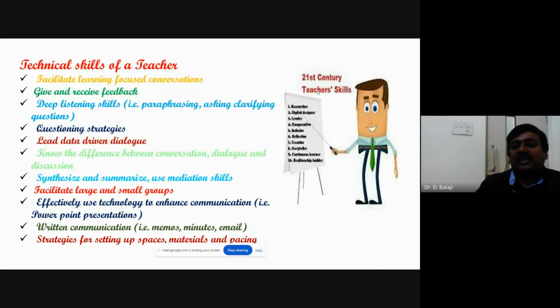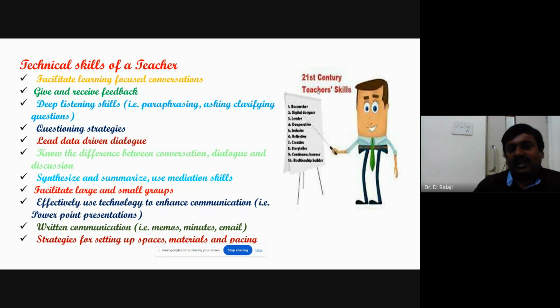Effectively use technology to enhance communication. In the old days, the students would sit outside under the trees and the teachers would teach there, like the Rabindranath Tagore open schools. But now, when the classroom is huge and the students are many, you should use some technology, like mics and LCD projectors. This technical skill a teacher should possess to become a good leader in the eyes of the students. When you use these mics and projectors, your communication will be enhanced. I mean to say, the students sitting at the back can also listen to everything. Written communication: memos, minutes, emails, everything.